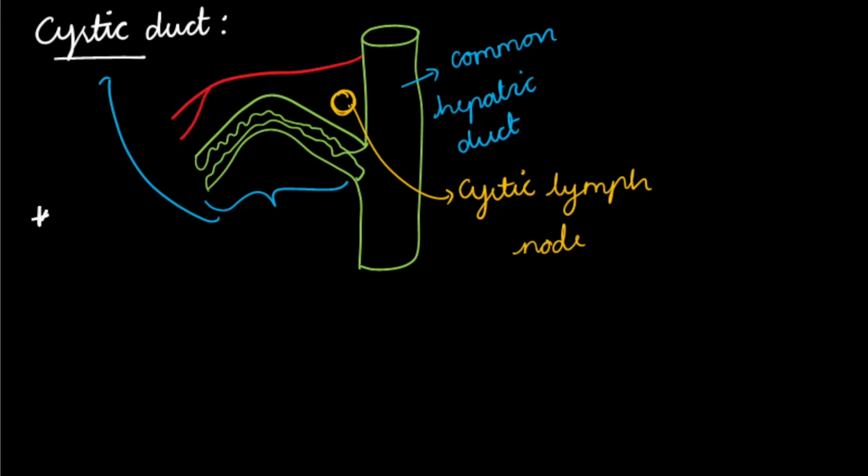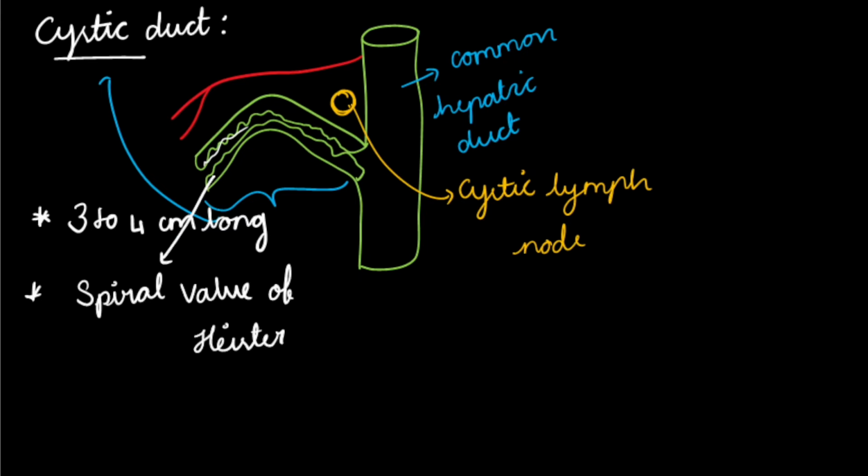In case of cystic duct, the length of the cystic duct is 3 to 4 cm long. Inside the cystic duct, we have special mucosal foldings that are called the spiral valve of Heister. This is none other than the 5 to 12 crescentic folds of mucous membrane present inside the cystic duct. And this is not a true valve, this is just mucous membrane foldings.